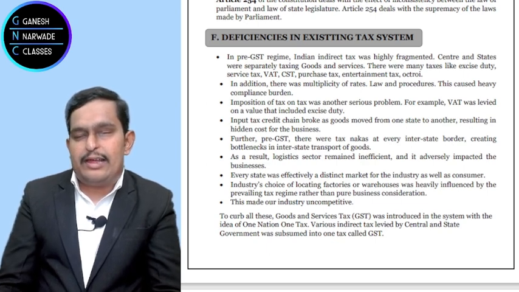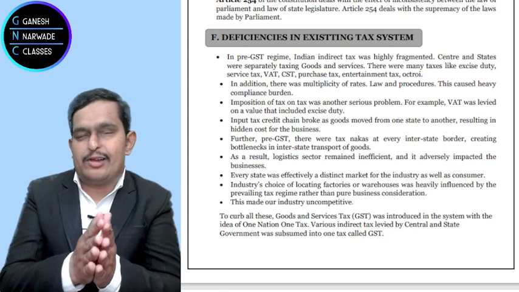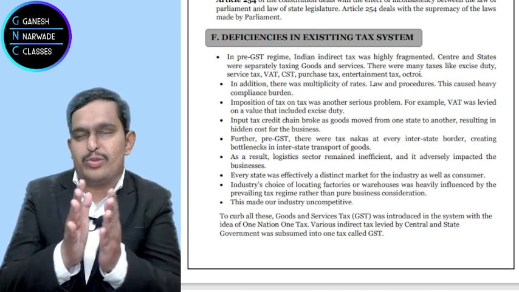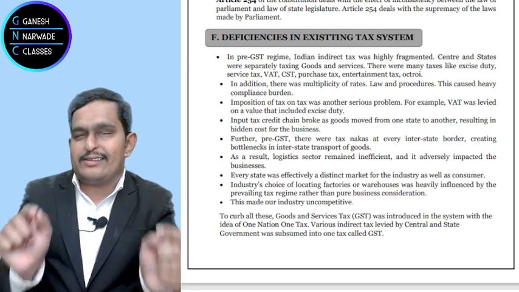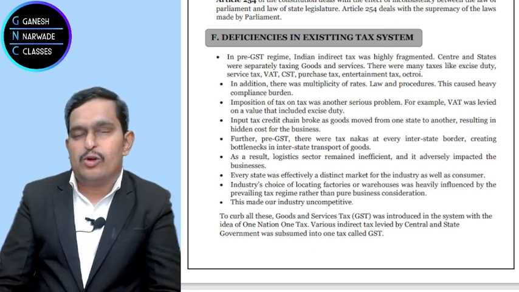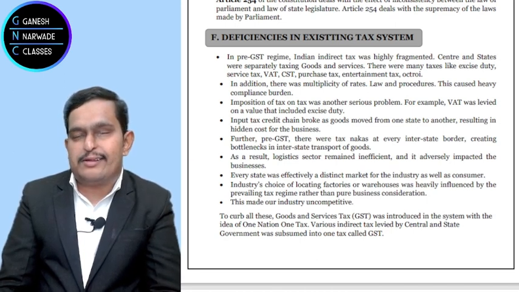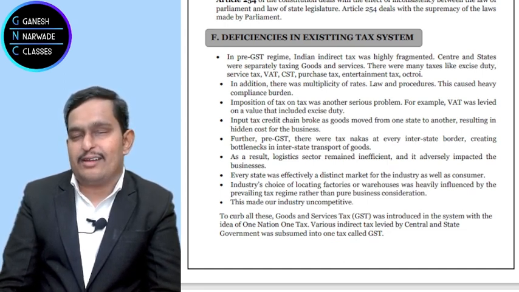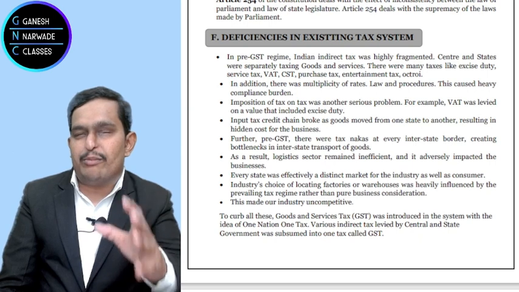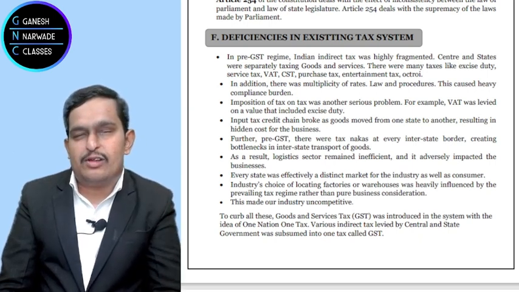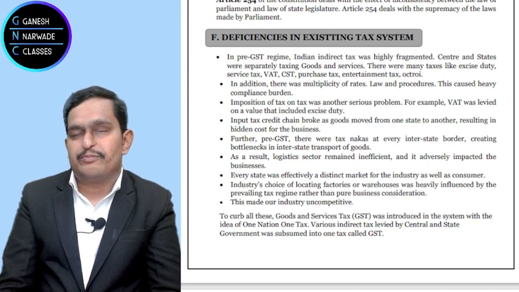Then every state is a separate jurisdiction. Now we as a country should be one, correct? But from a taxation perspective every state was a separate jurisdiction. At every state border there were something called tax nakas. Suppose somebody is sending goods from here to another state, then CST has to be collected, right? So for that tax nakas were there. As if India is not one country but has multiple independent states. And this is not at all good.